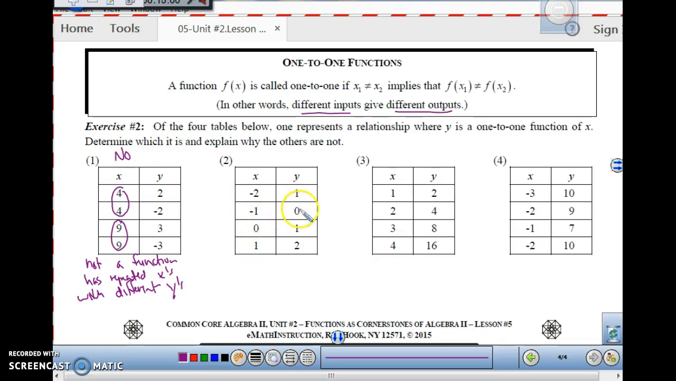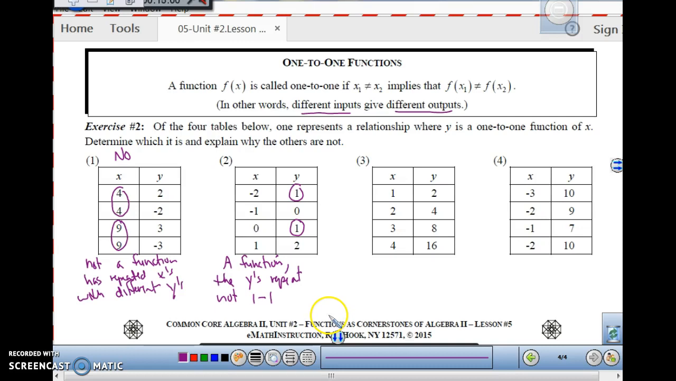We have -2, 1; -1, 0; 0, 1; and 1, 2. Is this a function? It is a function because the x's don't repeat, but is it one-to-one? Well, let's see. Notice right here, we have two values that are repeating. So, because the y's repeat, this is not one-to-one. This is not a one-to-one function.